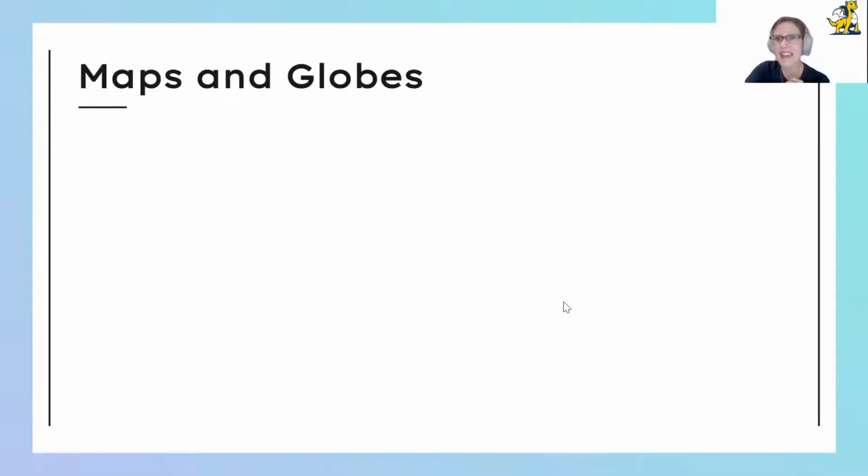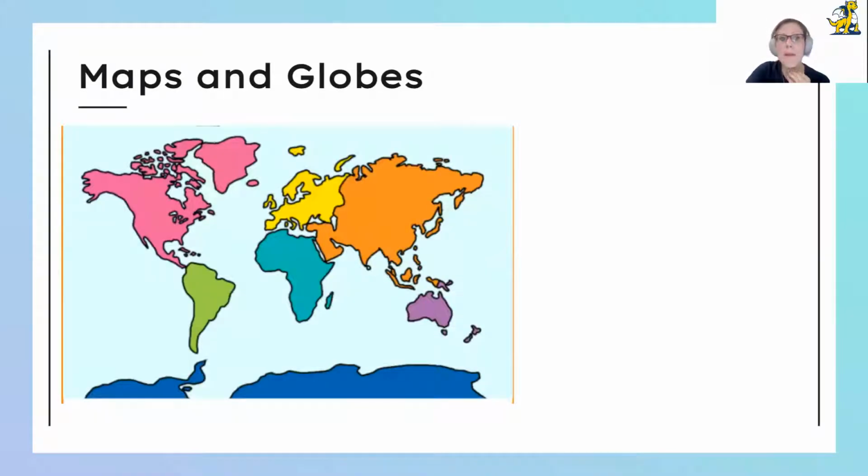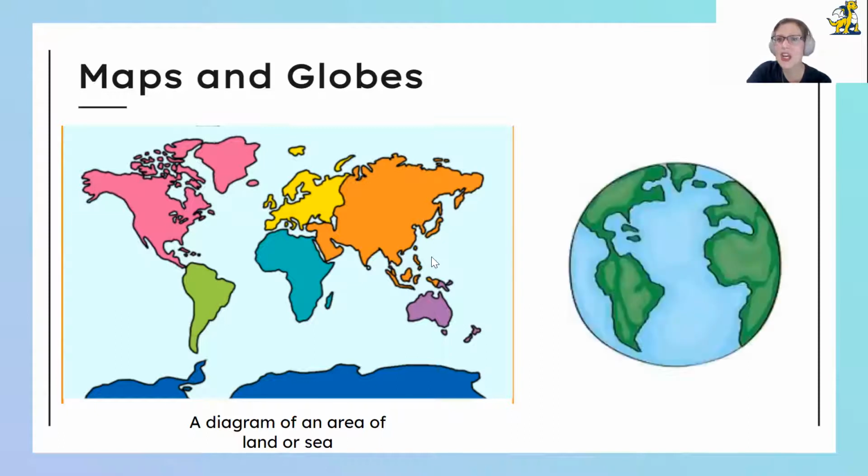So maps and globes. I'm going to give you a little bit of instruction before you watch our video. So this is a picture of a map. And a map is a diagram of an area of land or sea. So sea is this water. It's the water that surrounds all of the pieces of land around these big masses of land that we're going to learn about. Okay, so a map is a diagram of an area of land or sea.